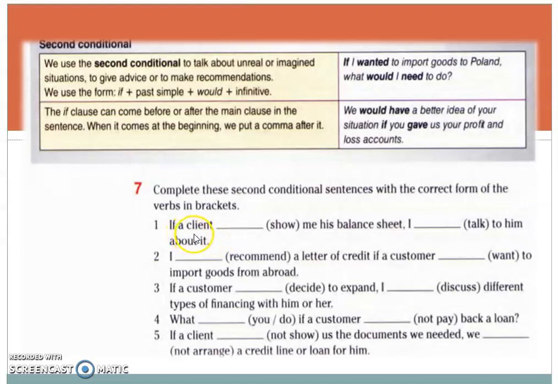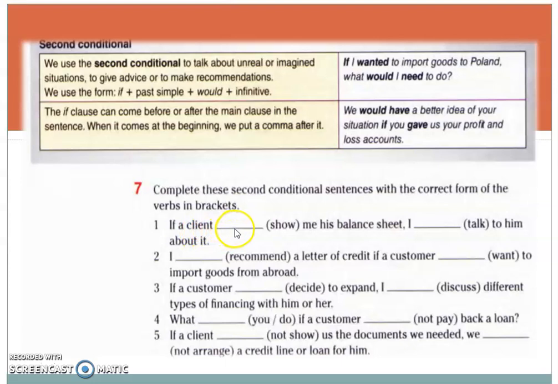If a client blank show me his balance sheet, I blank talk to him about it. What do you think, what format or what form should we use here? So first, the answer here is in the past form.